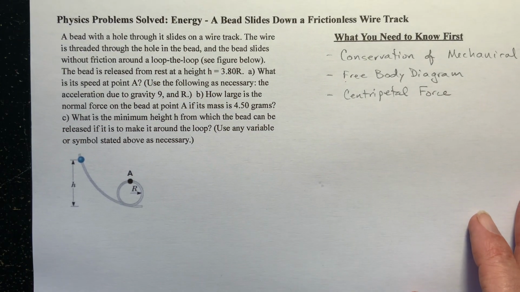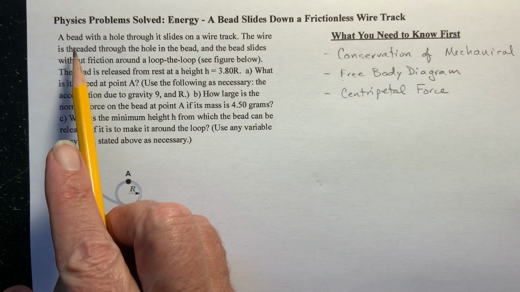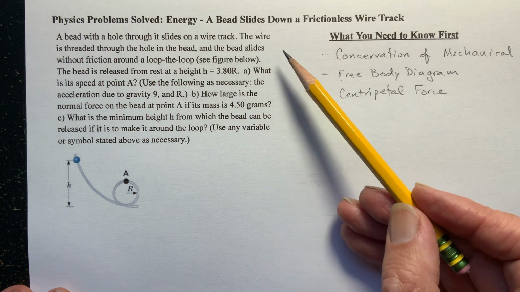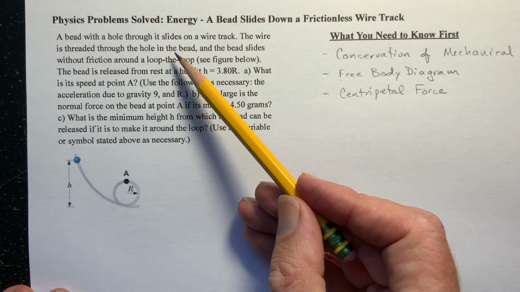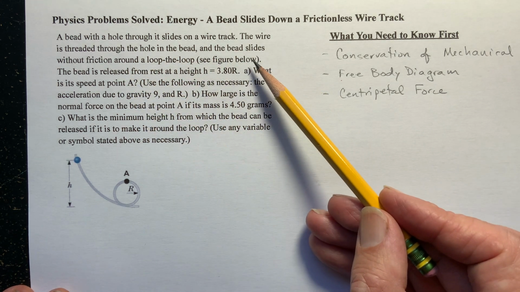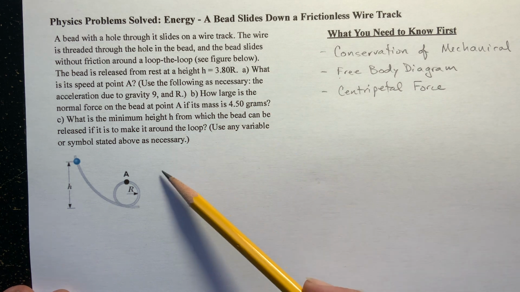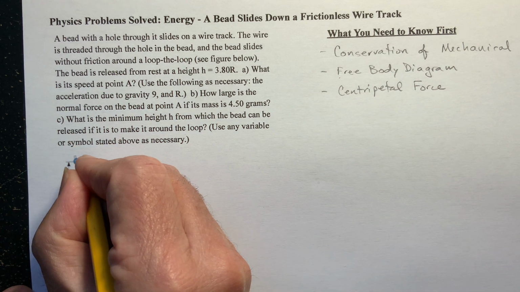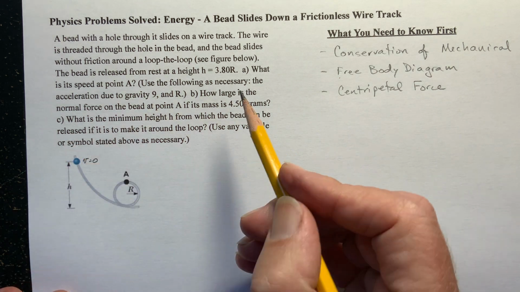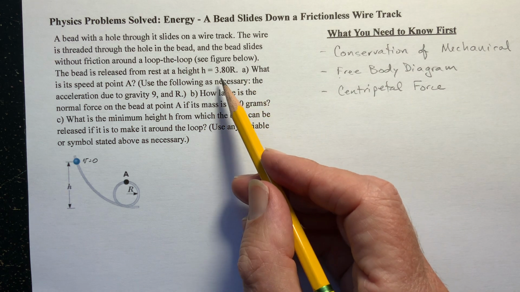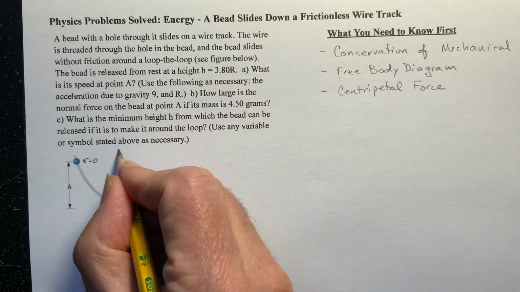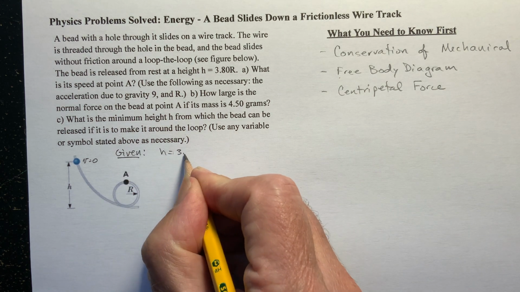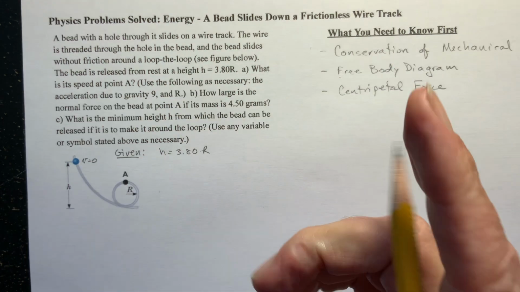Okay. Now, let's read through the problem. We have a bead, and here's the bead. It's got a hole in it. It's going to slide around this wire. The wire is threaded through a hole in the bead, and the bead slides without friction around the loop. The bead is released from rest. That tells me V equals 0 right here, at a height of 3.8. So this is what's given. I can say H is equal to 3.80 times the radius.